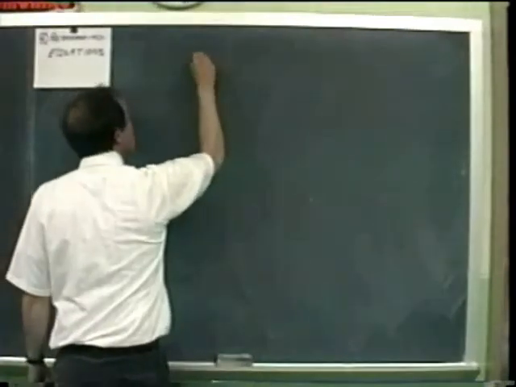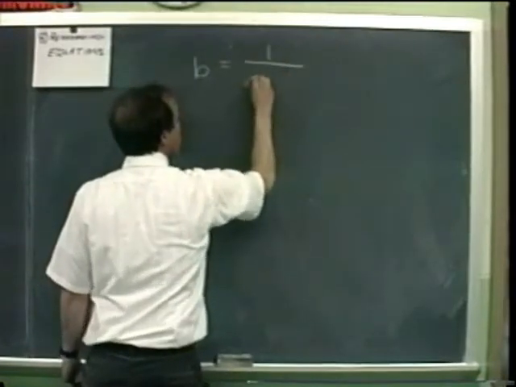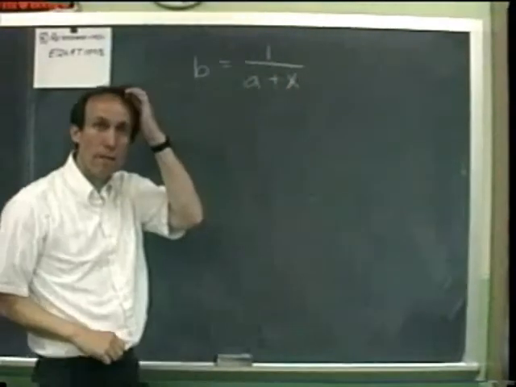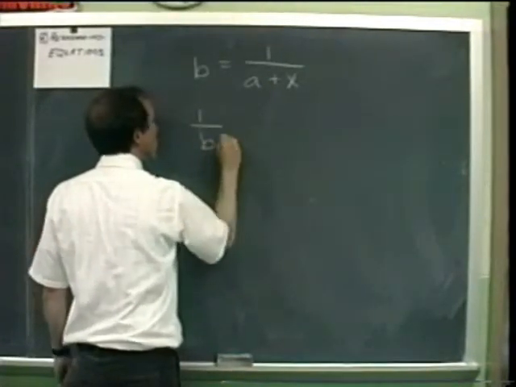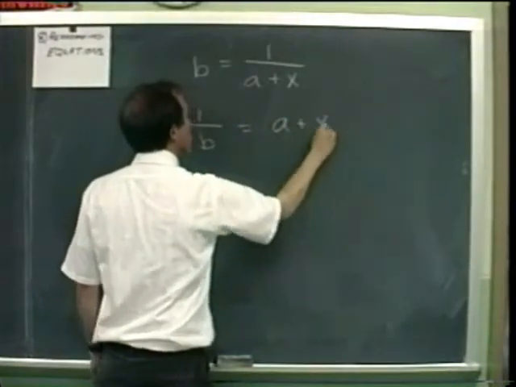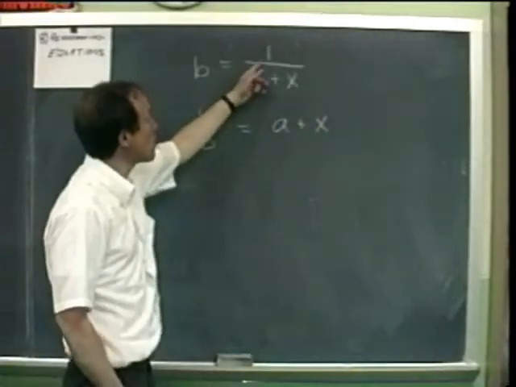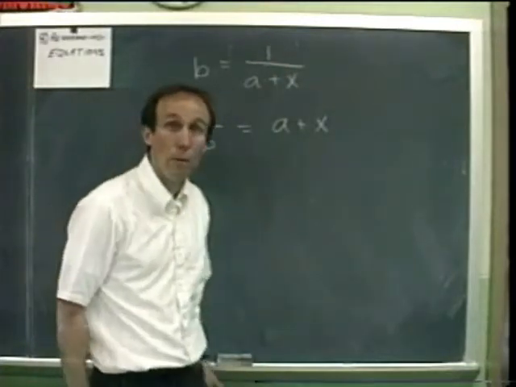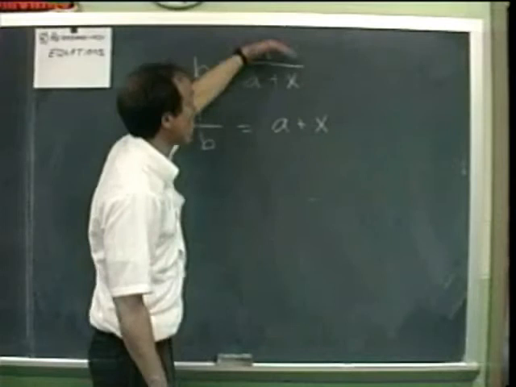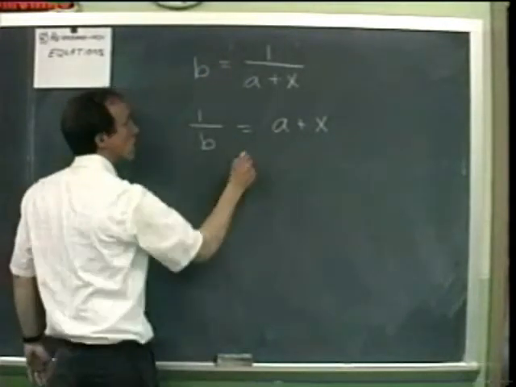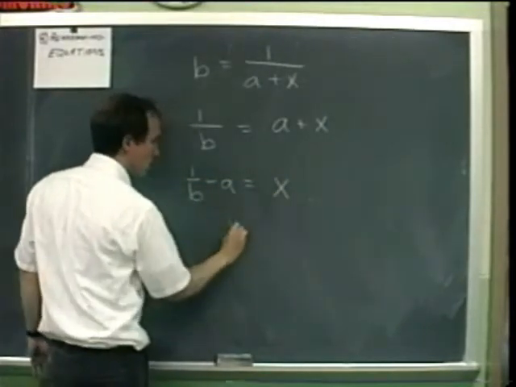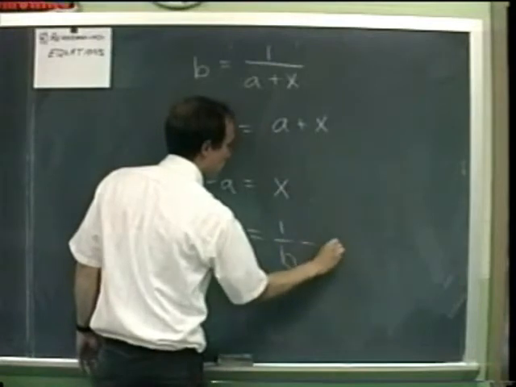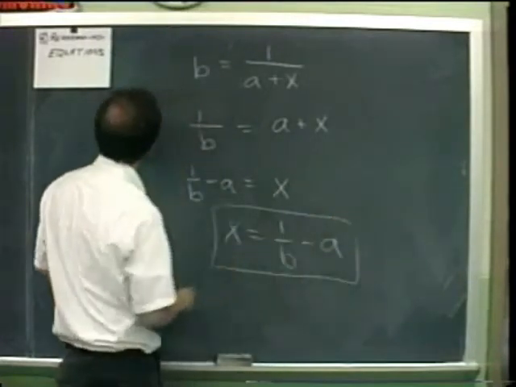Let's try another example. Suppose we're given that b is equal to 1 over a plus x, and asked to solve for x. We can take the reciprocal of both sides, being very careful to keep in mind this is not 1 over a plus 1 over x. That reciprocal, again, is not distributive. But I can take the reciprocal of the whole thing on both sides, subtract an a from both sides, and then write the answer.